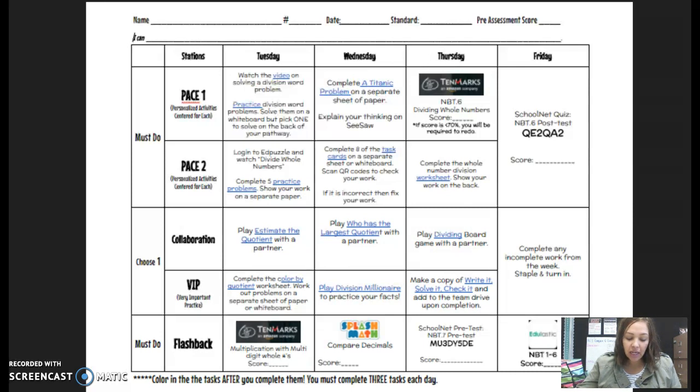I hope that this helps you to understand a little bit more about pathways. Short and sweet. We love doing pathways. It took us a long time, and it was a lot of hard work in order to create these pathways, but it was well worth it.